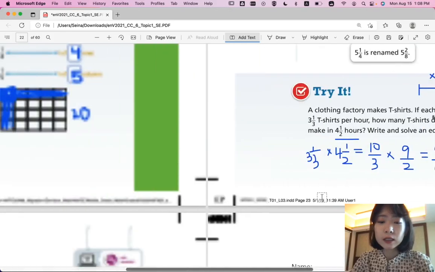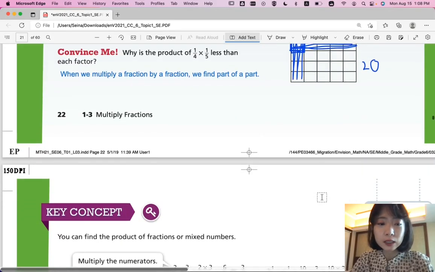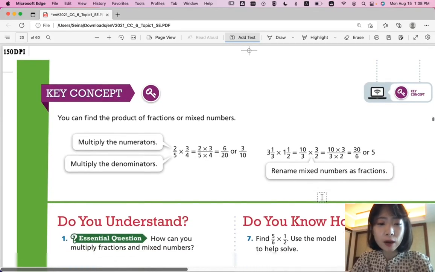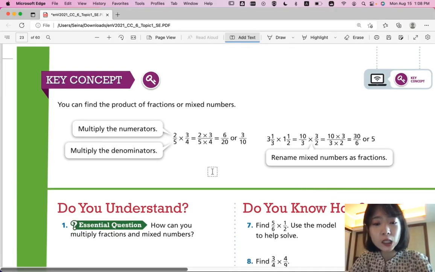Alright, so let's summarize our lesson. You can find the product of fractions or mixed numbers after this lesson. In order to multiply the fractions, you multiply the numerators and multiply the denominators and simplify by dividing same numbers to both numerator and denominator. If you have a mixed number, you change that into a fraction and then do the same thing. Alright, that was lesson 1-3, multiply fractions.